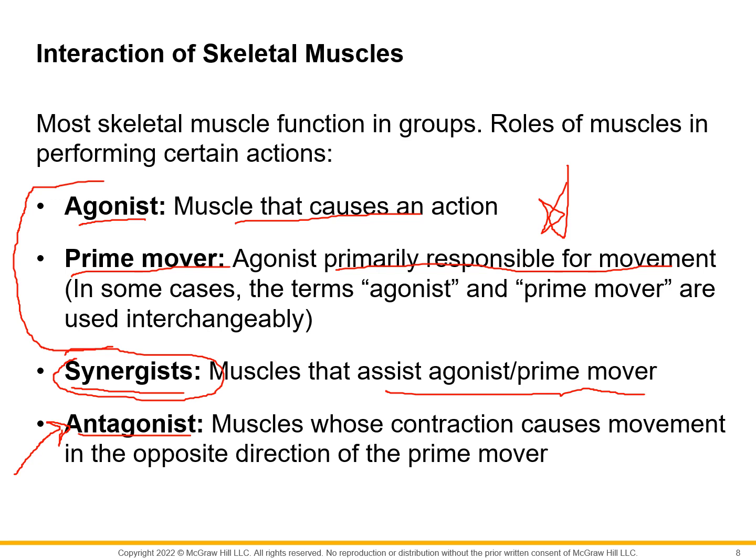So if I'm talking about flexion of my elbow, the prime mover is the bicep brachii. We will have a couple other muscles that will help, that will be synergists, but the bicep brachii is the agonist or prime mover. Now, in flexion, the muscle that's going to provide the resistance, that's going to be opposite, the antagonist, would be the tricep brachii.